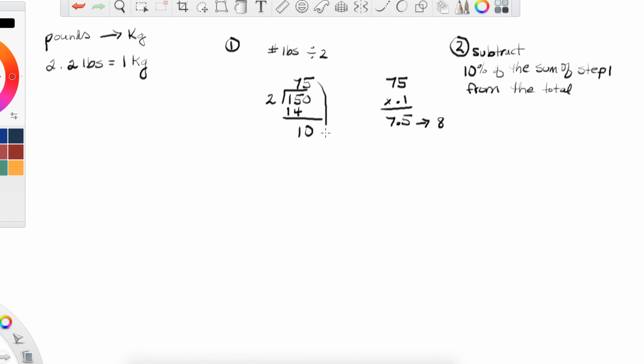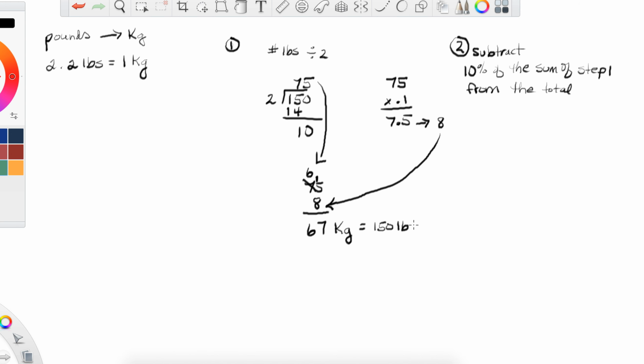So we're going to take the sum from step 1, 75, subtract the number that we arrived at from step 2, and we know that we're going to have to borrow 1 from 7, so 15 minus 8 is 7, and after borrowing 1 from that column, that leaves 6 left. So our 150-pound patient equals 67 kilograms.